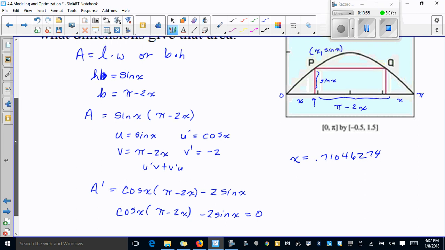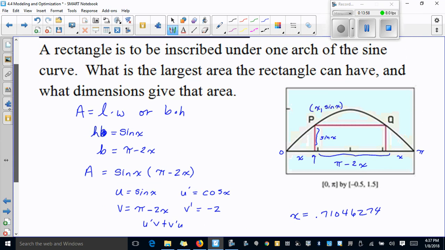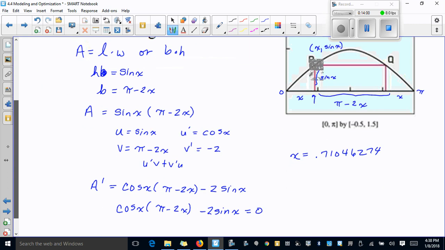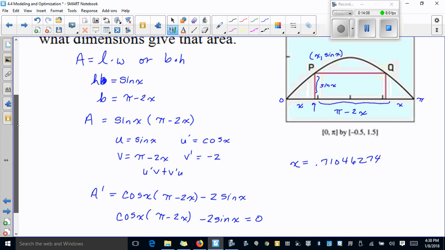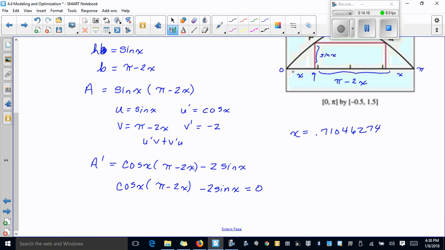Now, keep in mind, let's go back. It says, what is the largest area the rectangle can have, and what dimensions give that area? So, you've got the x value, but remember, we're doing length times width. So the x value is not part of the dimensions. So we want to know what pi minus 2x equals, and we want to know what sine of x equals. So if I put this in, you have to use a calculator, you guys. There's no way to do this without a calculator.